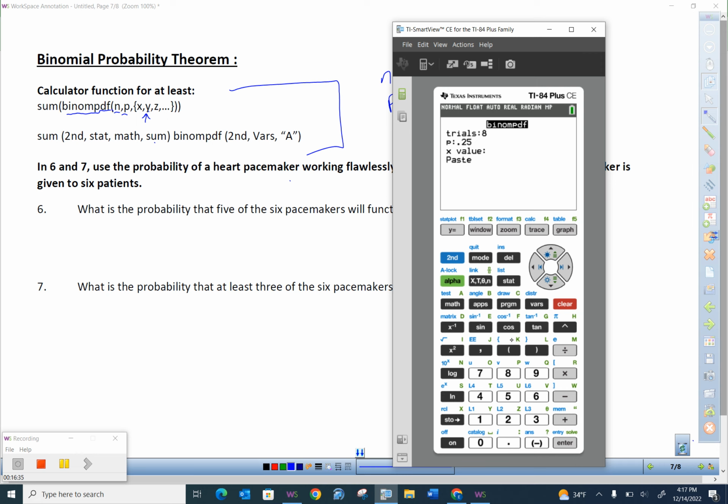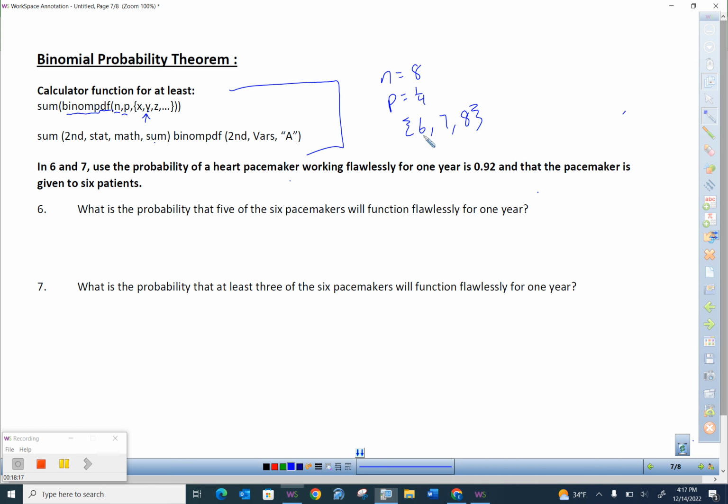Set brackets can be found above the parenthesis, so hit second parenthesis, and then 6, 7, 8, and close that parenthesis. Then you just hit enter until something pops up. And there is your probability, which should match what you got on the last one using the binomial theorem, setting it up each piece separate. I'm going to let you use this shortcut anytime you have at least 3 outcomes, like we did here.